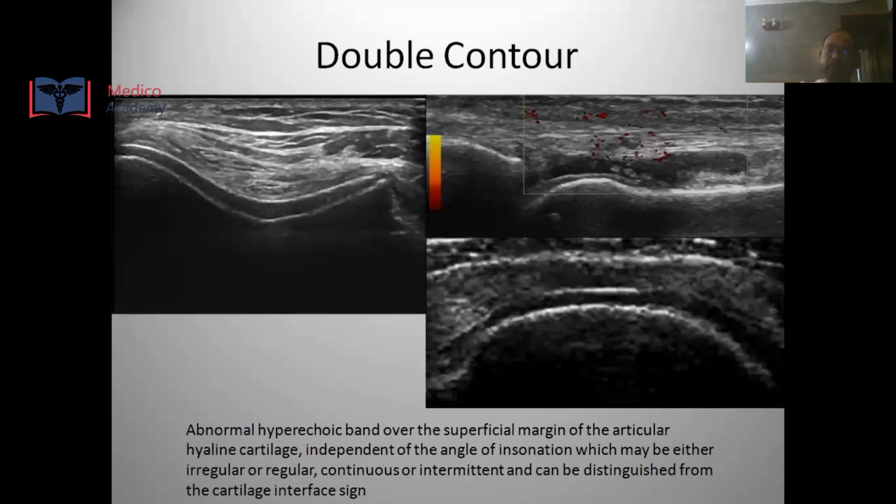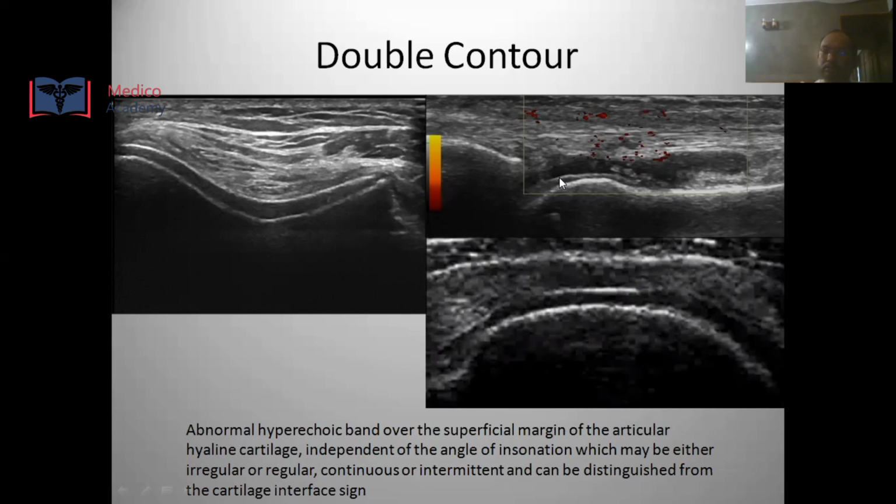Double contour sign is a sign for gout or calcium pyrophosphate deposition disease, where you are able to see an echogenic superficial cartilage echogenicity because of the deposition of the crystals. This is the normal bony cortex, and this is the short axis view of the trochlea of the knee. You are able to see two bands, which is called the double contour sign. And this double contour sign should be independent of the insonation angle of the probe.